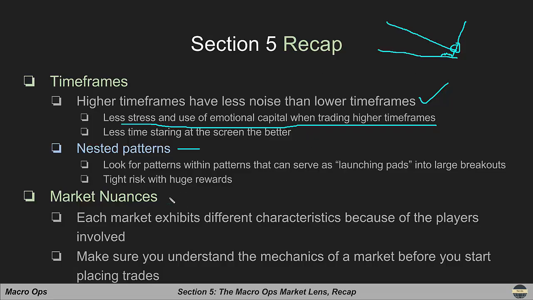And then after that, the next lecture was talking about market nuances. So each market exhibits different characteristics because of the players involved. So for example, bonds are never going to trade exactly like oil, and gold's never going to trade exactly like S&P 500 stocks. And so we went through the different characteristics and stuff to be aware of before you go and execute on any market, because the mechanics of a market do influence how you might want to take trades and how you might want to tweak your entry process depending on the market you're trading.